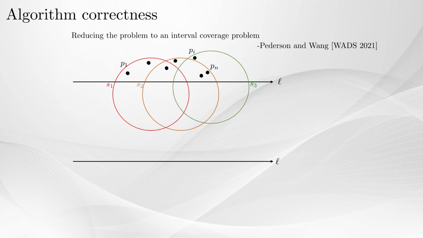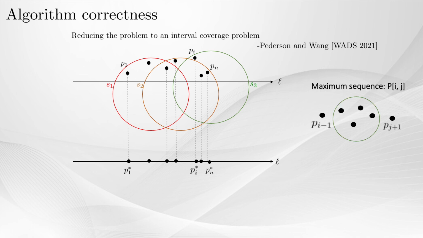After we introduce our algorithm, it's important to show its correctness. We prove it correct by comparing it to the algorithm proposed by Pedersen and Wang. Let's first introduce their algorithm. They reduce the problem to an interval coverage problem by projecting all points vertically onto the line L. For example, for a point Pi of the point set P, there must be a P star i on the line L, and all the points P star are sorted from left to right based on their x coordinate.